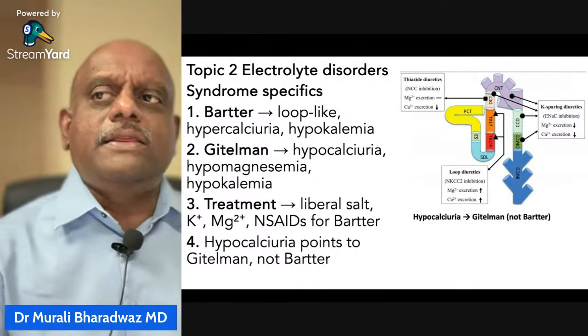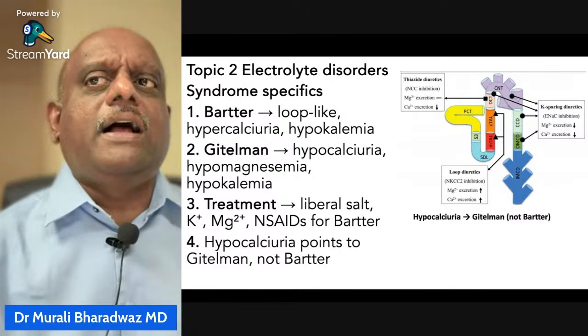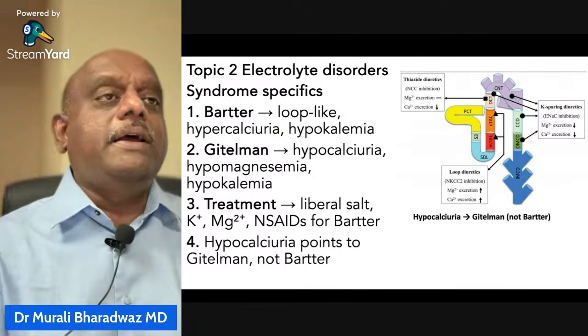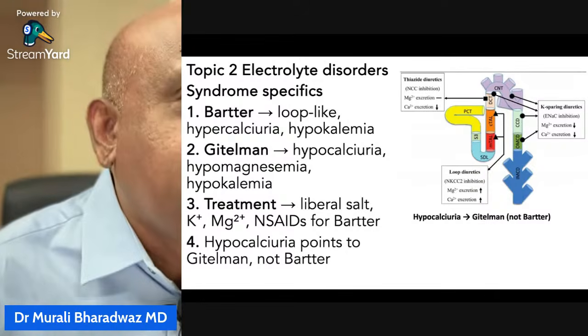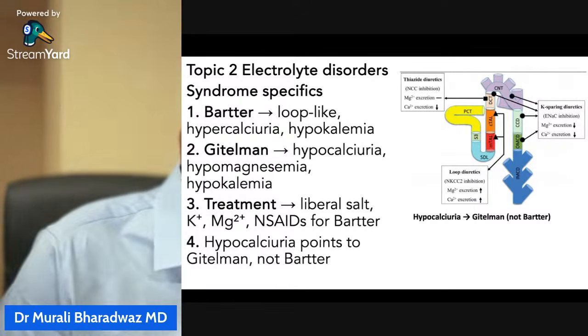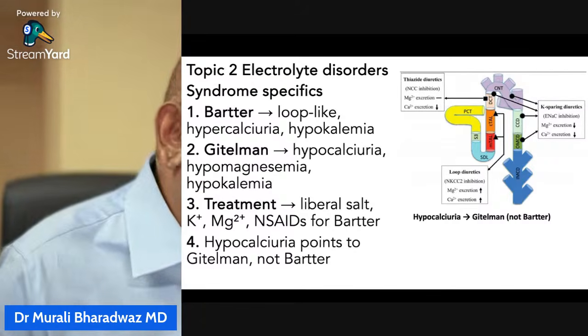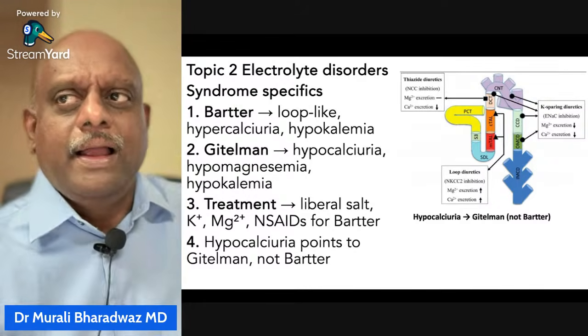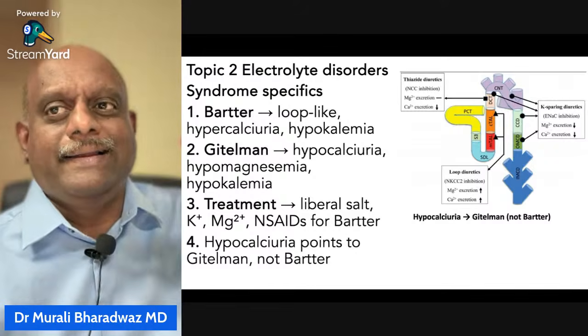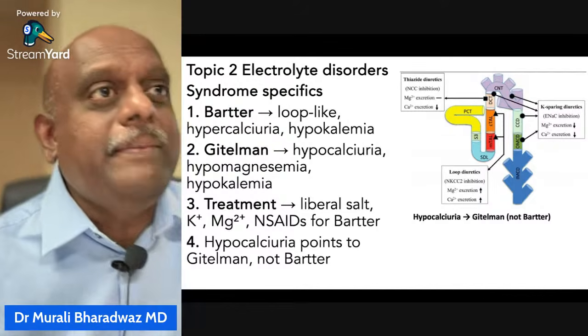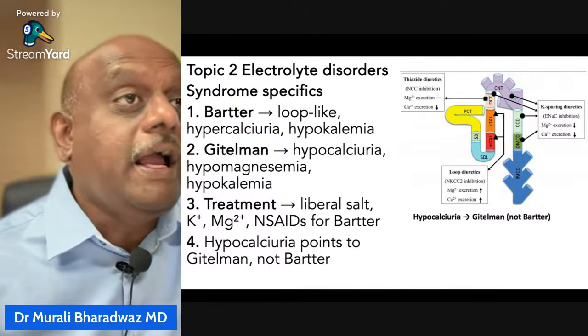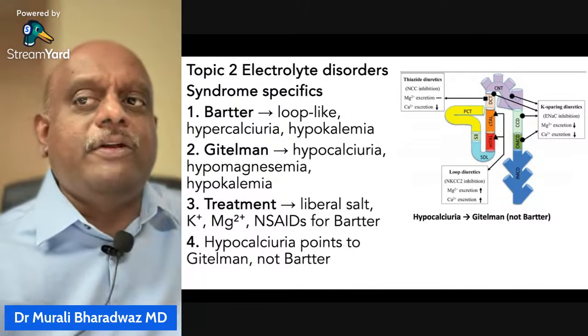So quickly tell me 3 points frequently asked by the examiner. Bartter is a loop-like diuretic. It leads to hypercalciuria. It also leads to hypokalemia, but no hypomagnesemia. Gitelman, hypocalciuria, hypokalemia, hypomagnesemia. So what is common between Bartter and Gitelman?